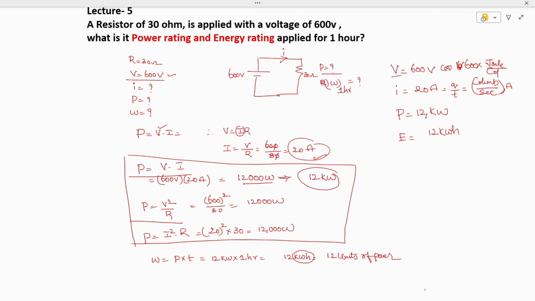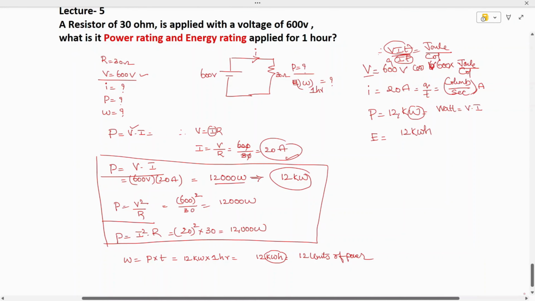Similarly, one more unit of representing voltage: we already know the formula for voltage, VIT divided by IT. VIT is nothing but joules, divided by Q, so this is joule by coulomb. Coming to the formula for power, we have it in terms of watts, which is voltage into current. And the unit of voltage is joule by coulomb.